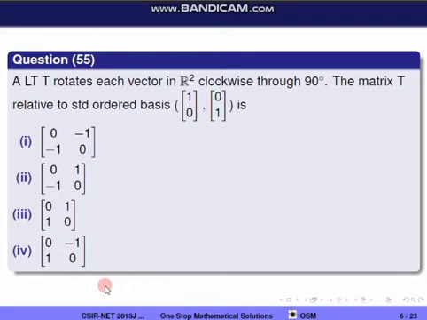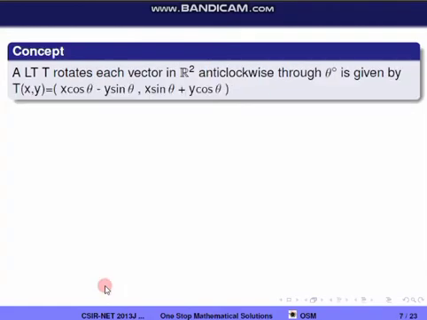So first of all, we will look into the concepts used in the question. We know a linear transformation T which rotates each vector in R square anti-clockwise through theta degrees is given by this formula: T of (x, y) is equal to (x cos theta minus y sin theta, x sin theta plus y cos theta). If it is rotated clockwise through theta degrees, then we replace all thetas by minus theta. So now we'll move on to the question.